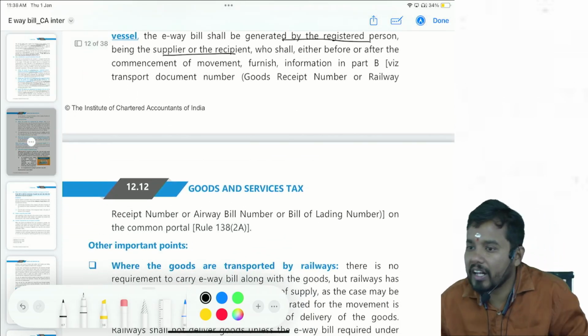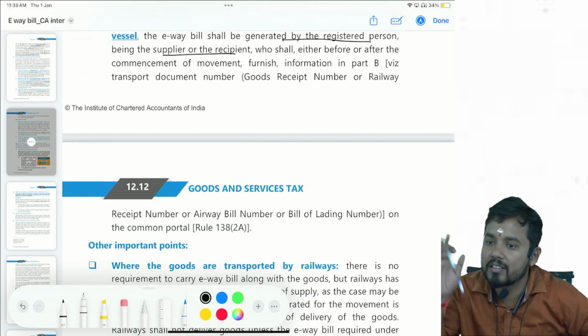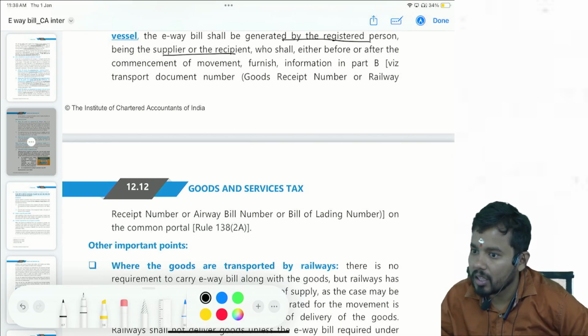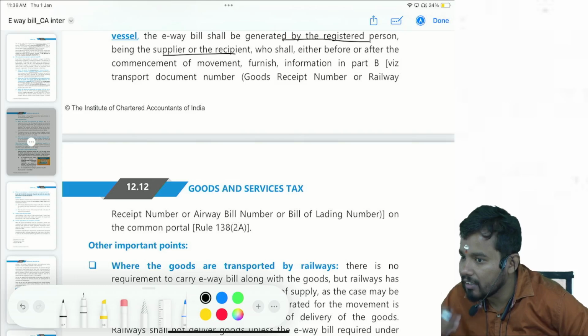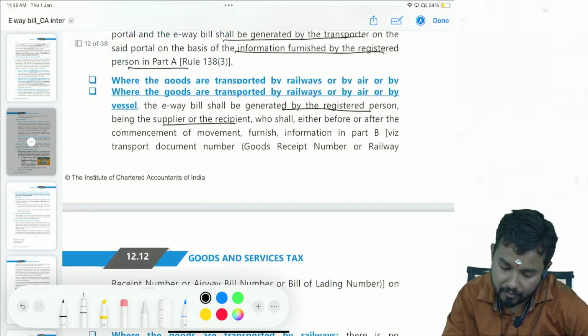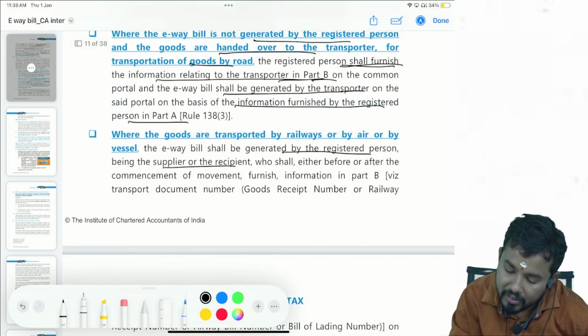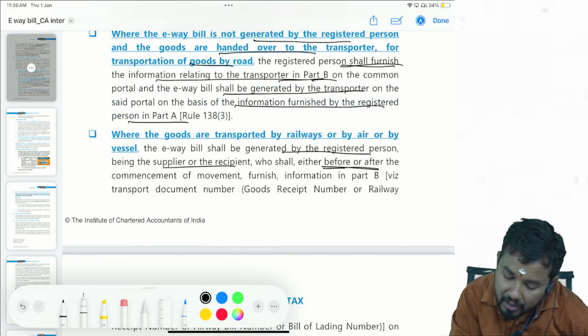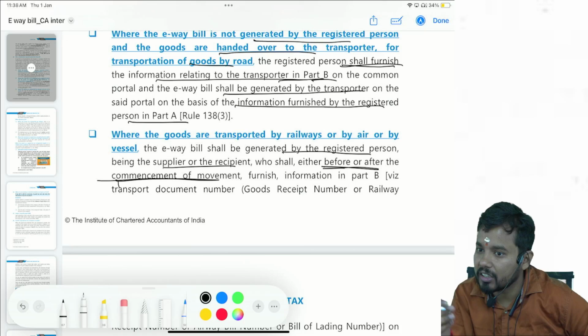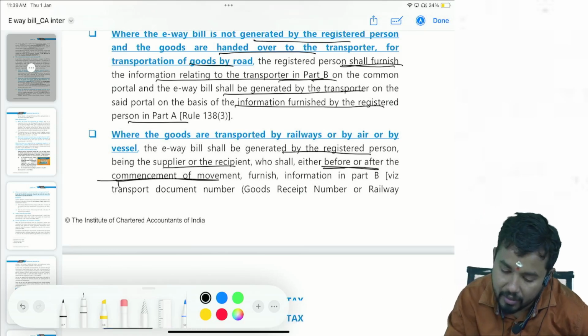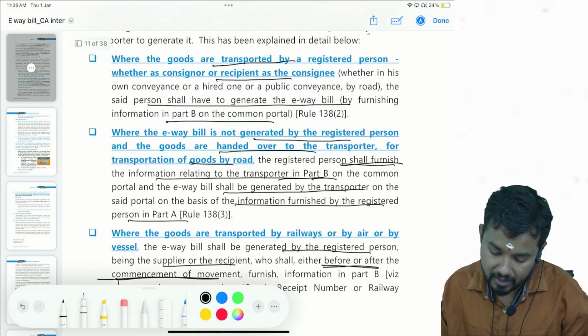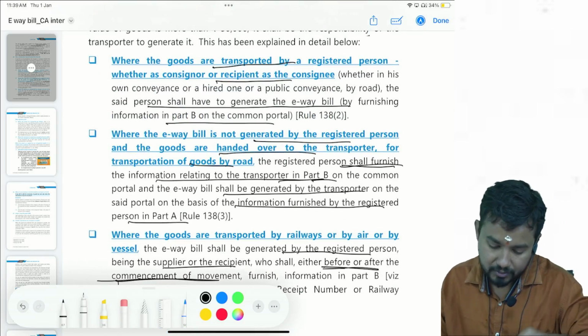Now in case of railway, I will give the railway receipt number. Vehicle number will not be there, the railway receipt number we will enter there. Okay? So that's why they have said, either before or after the commencement of the movement you can generate the e-way bill. Are you able to understand all the scenarios that we have discussed today? Okay.